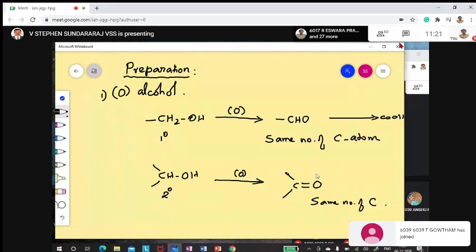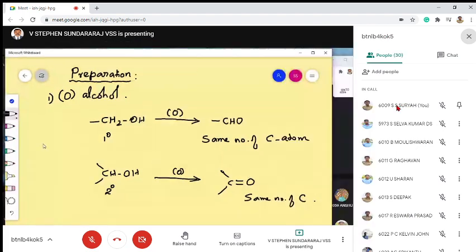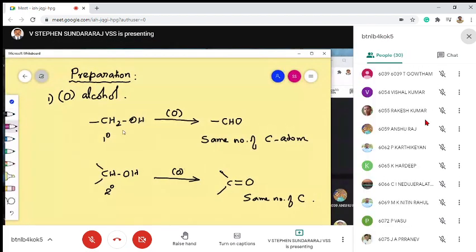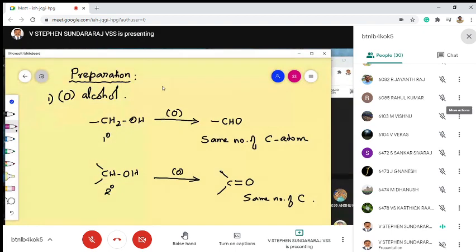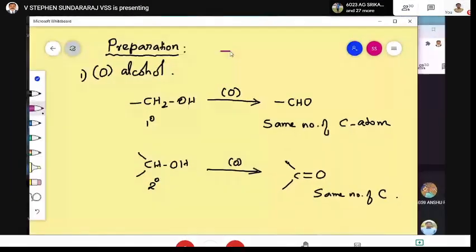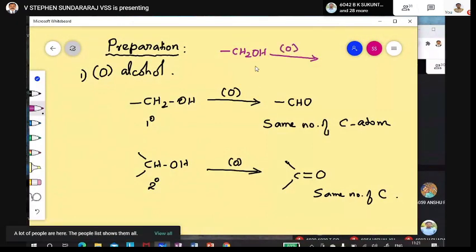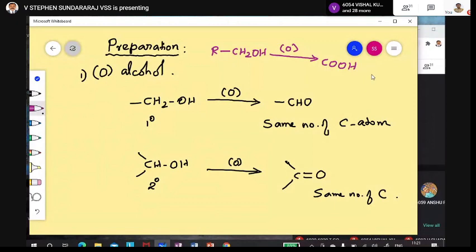Now this is the one preparation. Here, what is the reagent? Whenever you carry out the oxidation of alcohols, whether primary, secondary or tertiary, I just told you that it will directly become COOH. It will not become CO2 plus H2O.